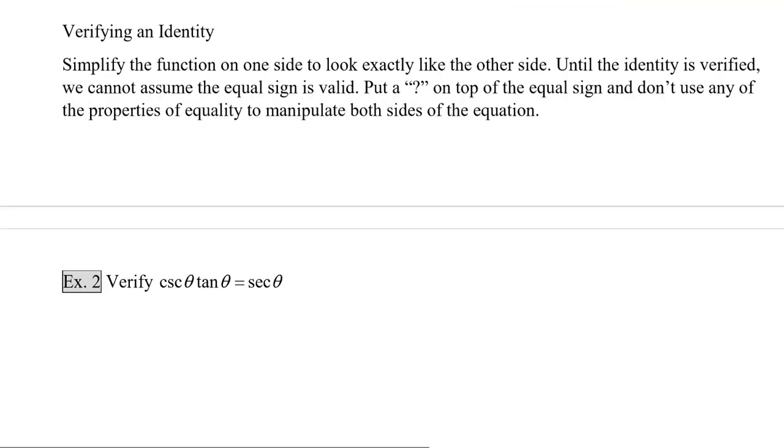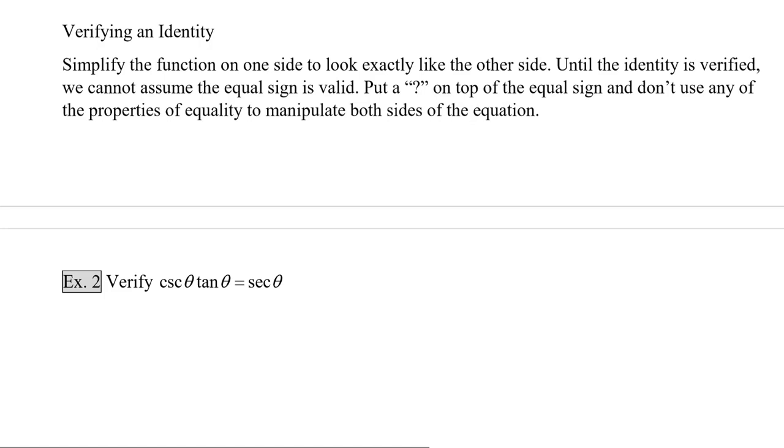We practice simplifying trigonometric expressions to get us ready for verifying identities. To verify an identity, you simplify the function on one side to look exactly like the other side. Until the identity is verified, we cannot assume the equal sign is valid. Put a question mark on top of the equal sign and don't use any of the properties of equality to manipulate both sides of the equation.